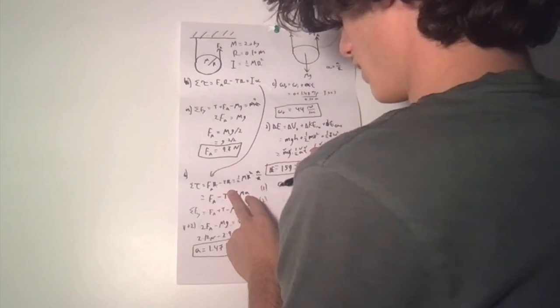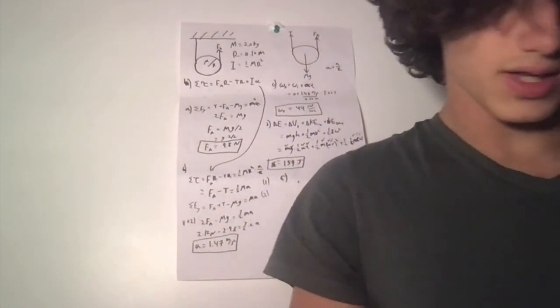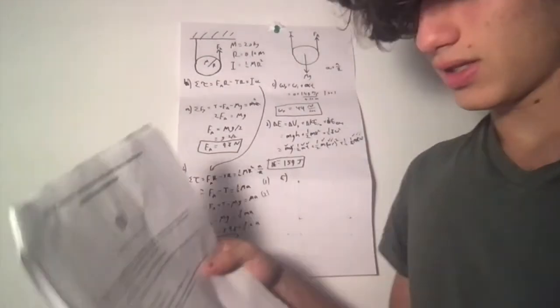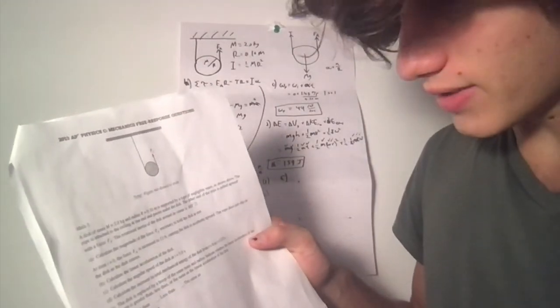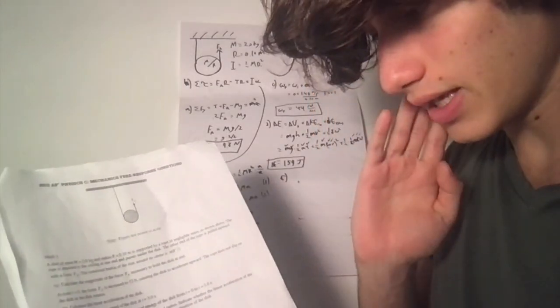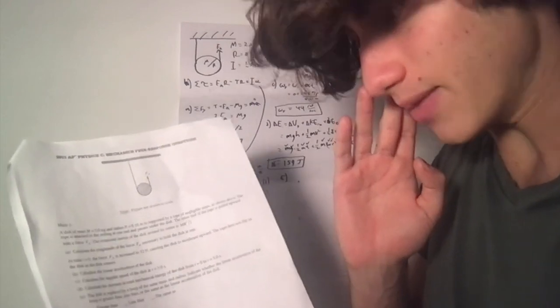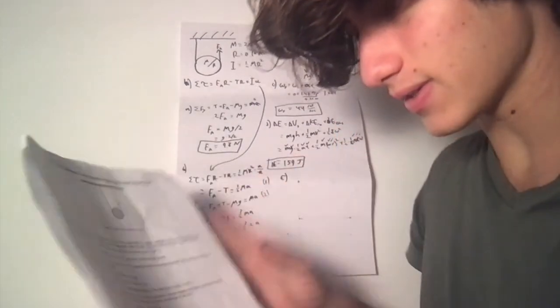Awesome. All right, and last question. This is a conceptual one, so it's going to be very short. They say E: the disk is replaced by a hoop of the same mass and radius. Indicate whether the linear acceleration of the hoop is greater than, less than, or the same as the linear acceleration of the disk.